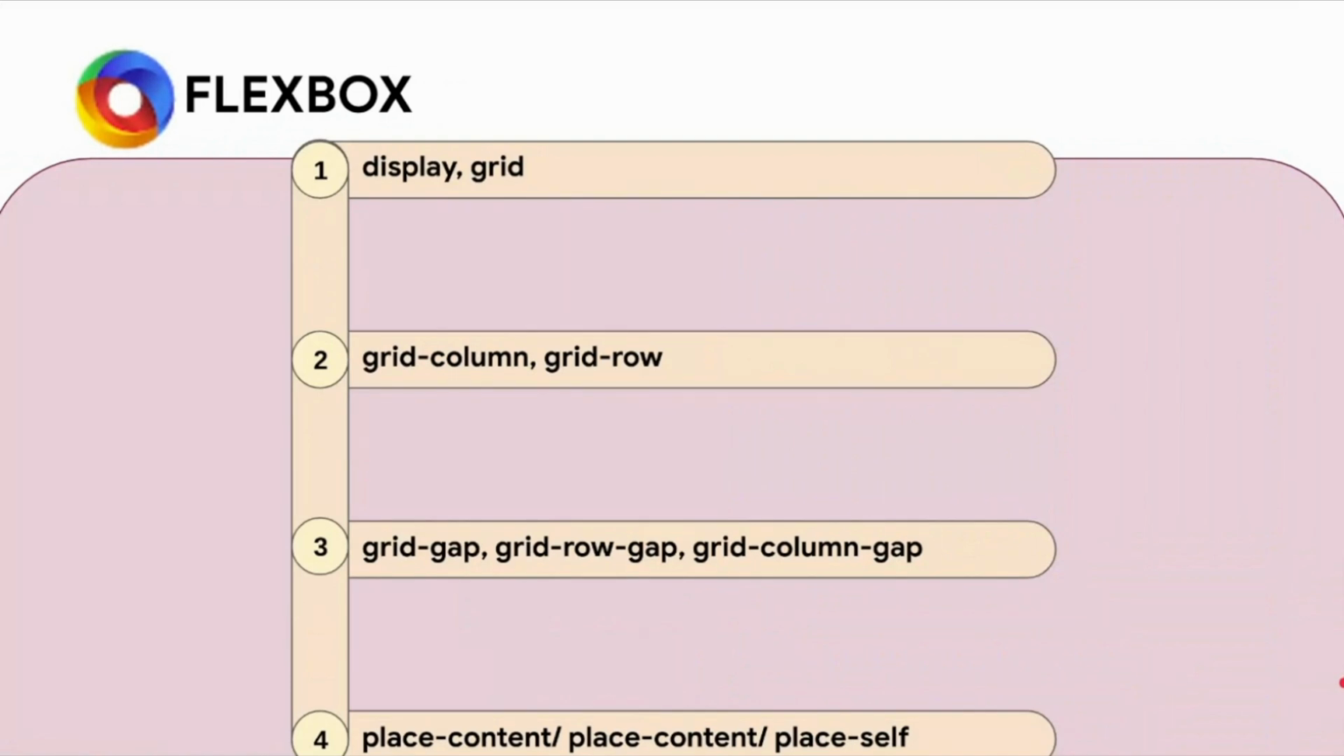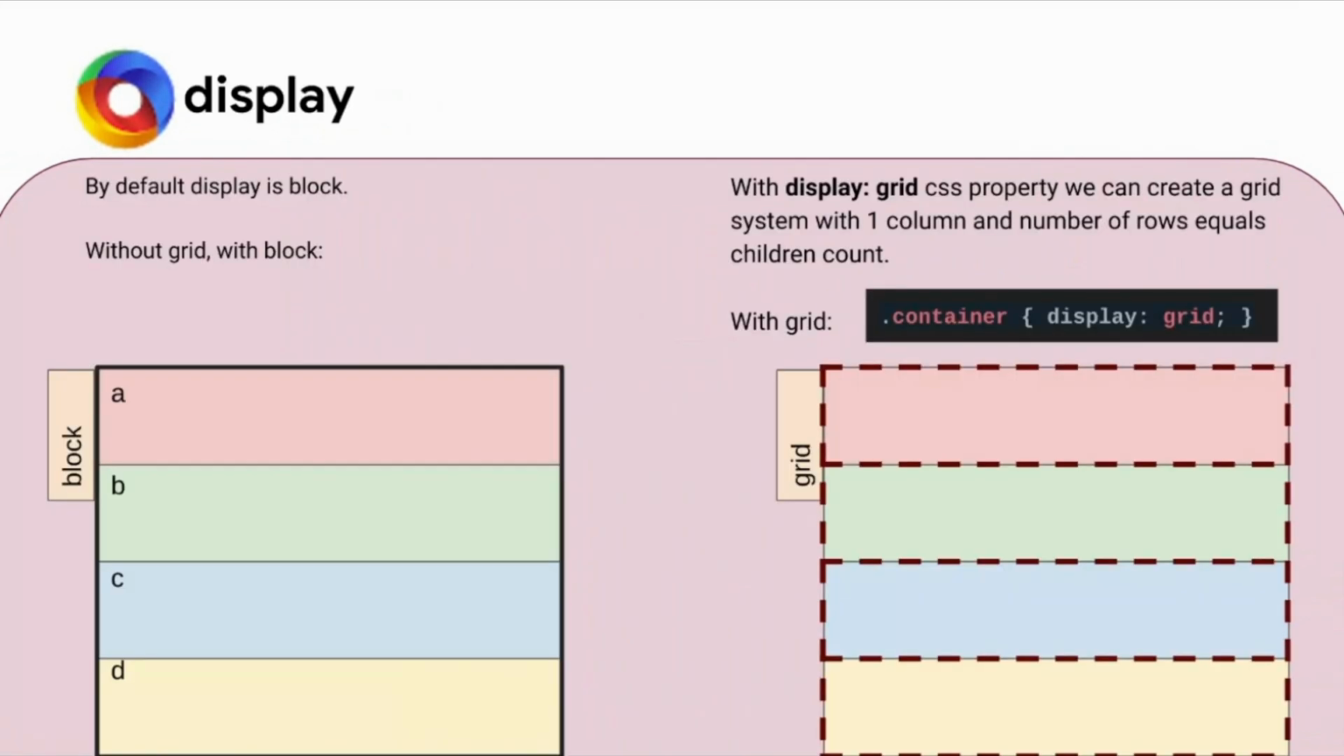Now moving to the grid system. Okay, so here in the block we have seen four different divs are there. Now if I put display grid, what exactly will it do? All that inner items would come into one grid. Okay, and it will always be one column and a number of rows equal to the number of items.